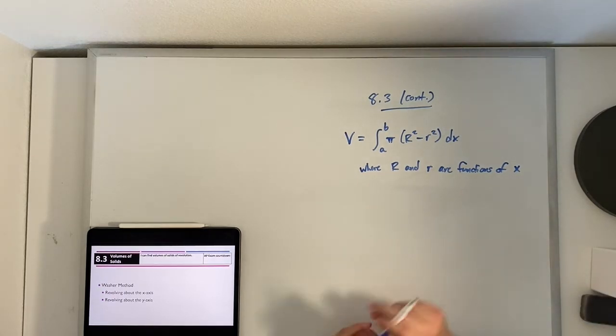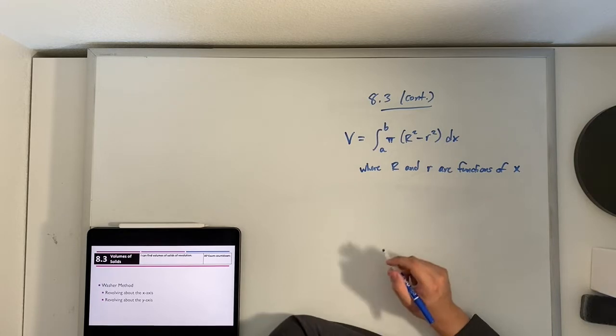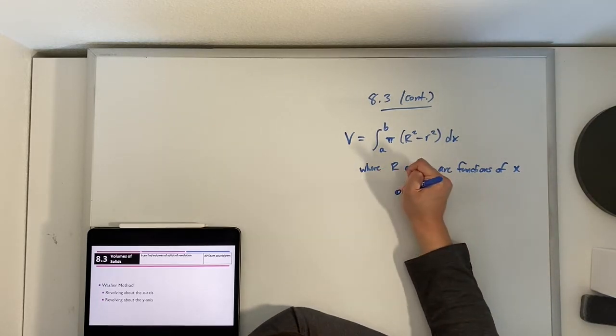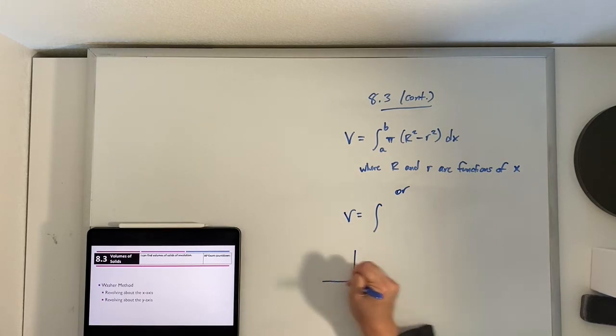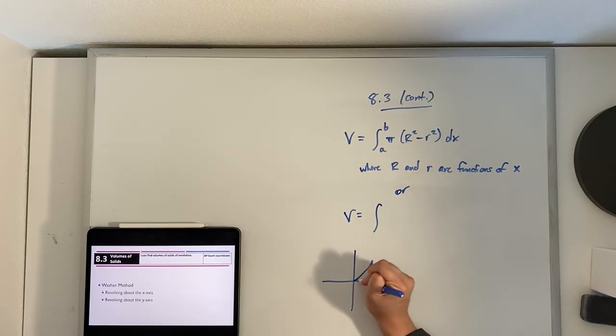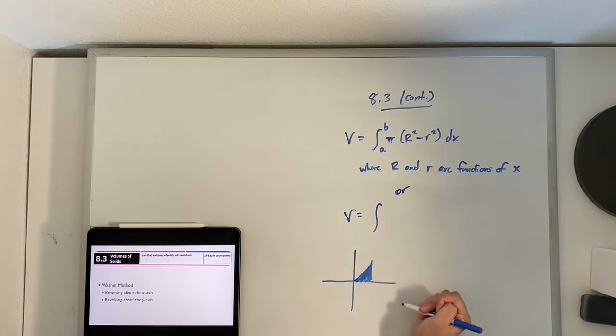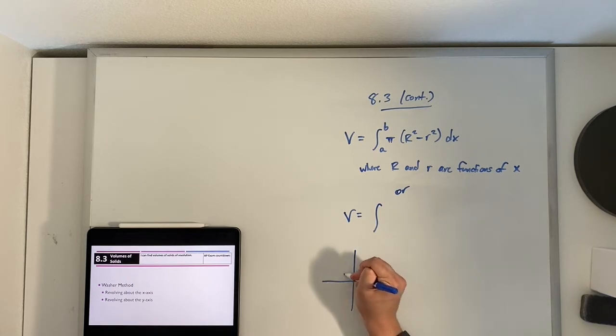revolving about the y-axis. Now in this case, our formula is the same. Suppose we have this shape right here, but we're revolving it this way.